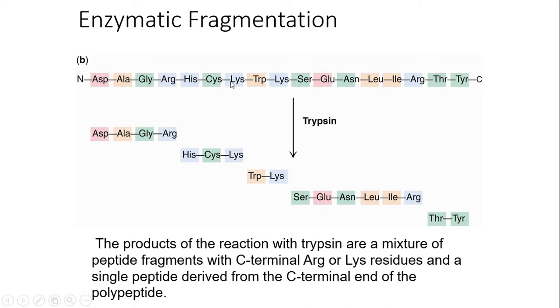Here we have an arg, here we have a lys, we have another lys, and there's another arg. So when trypsin fragments this polypeptide, we are going to get 5 fragments. Hope that makes sense. So if we have 4 residues that are targeted by trypsin, we'll get 4 fragments plus 1. So you ought to be able to come up with a number of fragments that will be produced by enzymatic cleavage based on the number of those amino acids in the peptide chain.